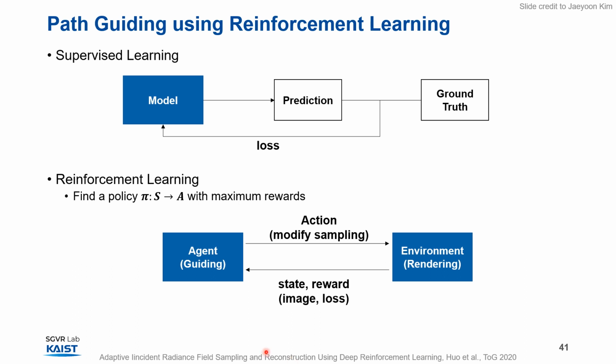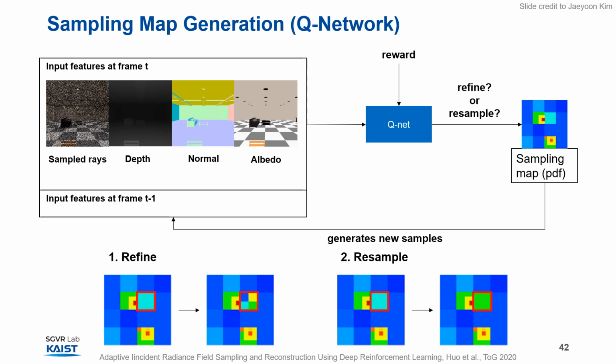And for rendering, the agent will be a guiding process, and the environment will be the rendering process based on the guided samples during action. For path guiding using reinforcement learning, this work declared a QNet, which estimates the policy. In our case, the policy of the QNet is to manipulate the sampling map based on the given inputs. So for the action, on each sampling iteration, the QNet's action is to refine or resample the sampling map, as in the figures here.